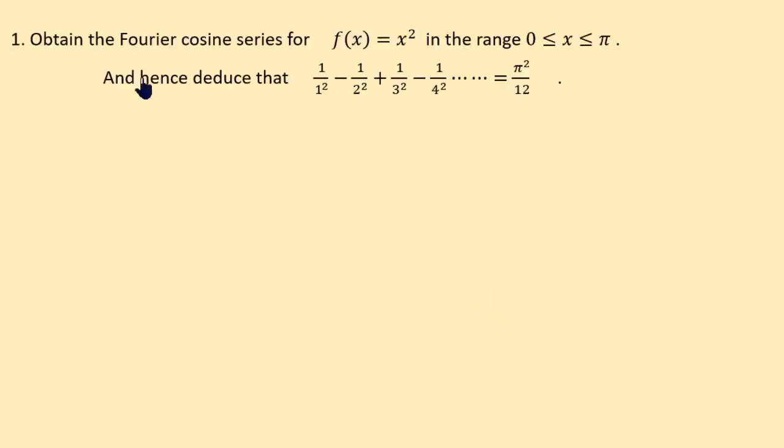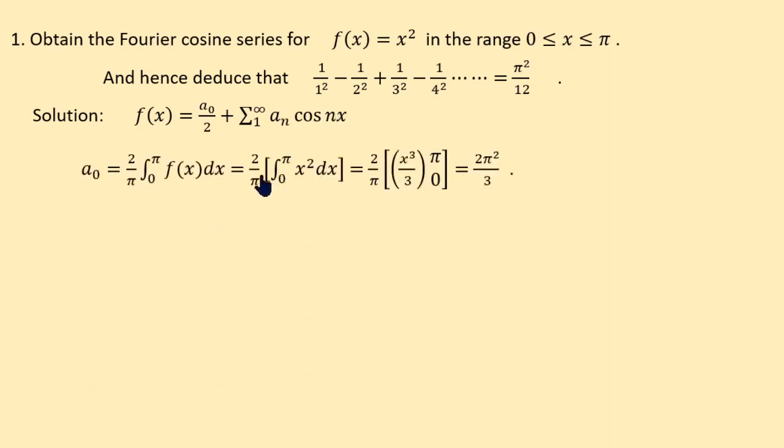Okay, take some examples. Obtain the Fourier cosine series for f of x is x square in the interval 0 to pi, and hence deduce that 1 by 1 square minus 1 by 2 square plus 1 by 3 square minus 1 by 4 square and so on, is equal to pi square by 12. Okay. Now f of x is a0 by 2 plus summation an cos nx. Why is it cos nx? Because l is pi. Cos n pi x by l, with l as pi, cancel pi, it becomes cos nx.